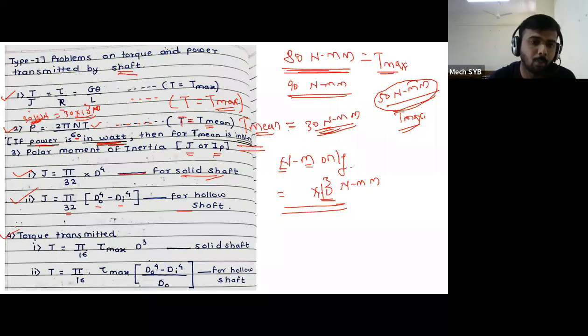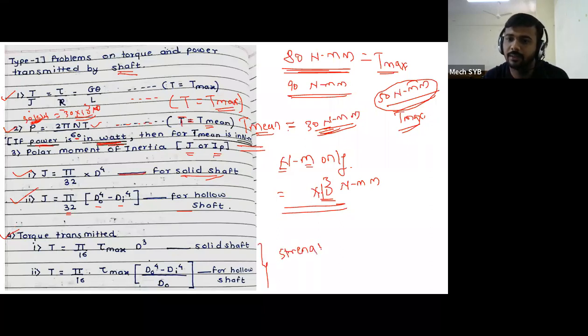Then write down the formula number 4, torque transmitted. That is the strength of the solid shaft and strength of the hollow shaft. We are having the two formulas. Capital T is equal to pi by 16 into tau max into d cube. And the second formula, pi by 16 into tau max into do⁻⁴ minus di⁻⁴ divided by capital Do. This is for the hollow shaft.